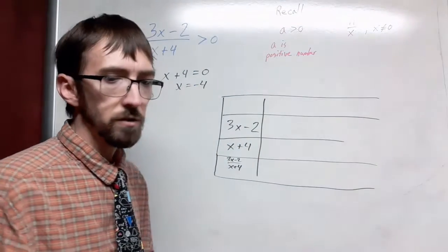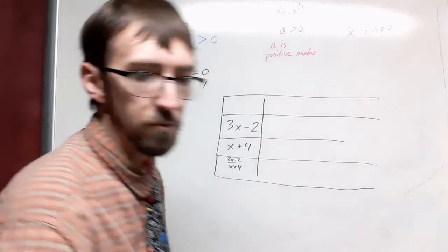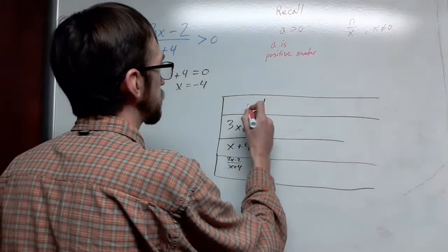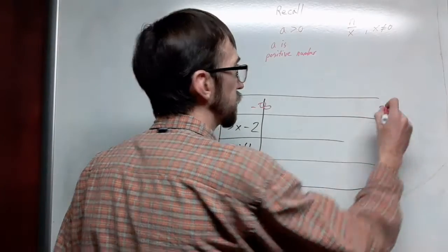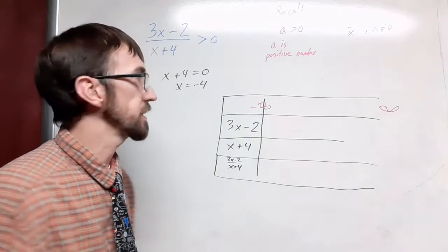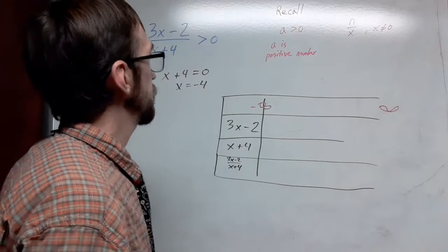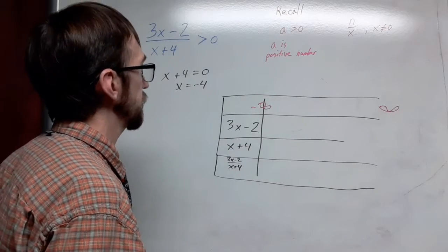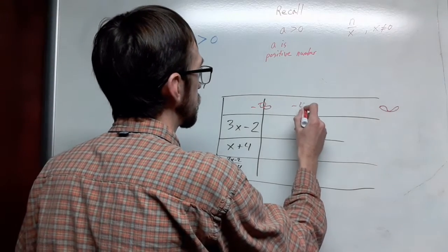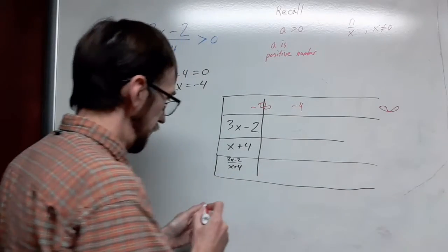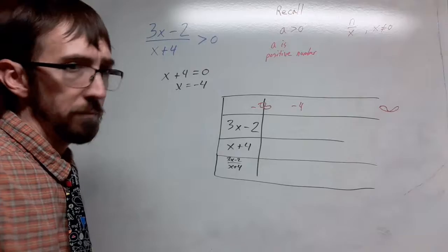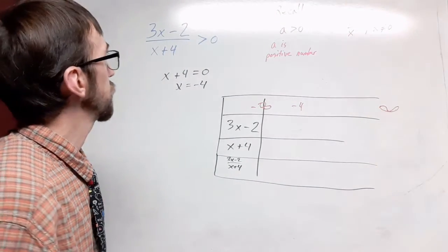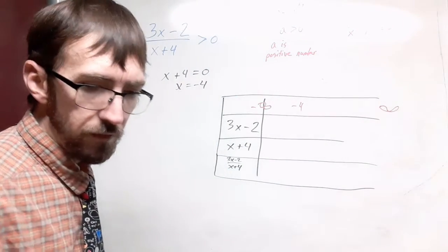Across the top here, this is going to be a number line. So over on the left-hand side, we have negative infinity. On the far right-hand side, we will have positive infinity. Somewhere in between here, we are going to have a negative 4. And we also need to know where this numerator is going to be critical.